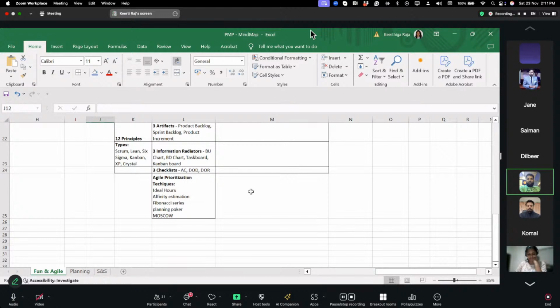Then we have Agile prioritization techniques: ideal hours, affinity estimation, Fibonacci series, planning poker, and MoSCoW.